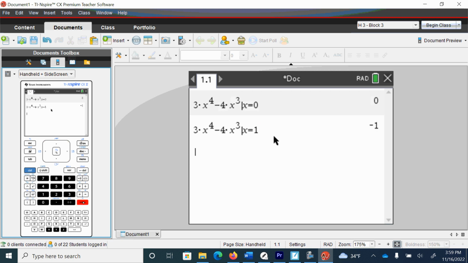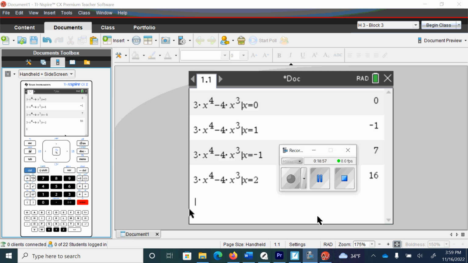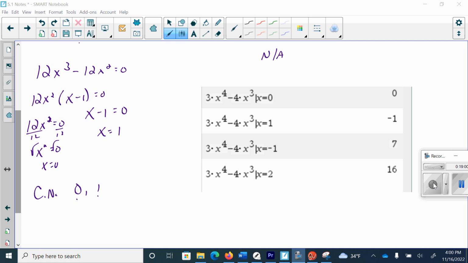Get a value, put in -1 because that's my first interval, the left bound of my interval, and then I am going to do the other interval, right bound, which is 2. And when I have that, those are my values, so I'm going to just take a screenshot of those and bring those onto my smartboard. So this is what I have.